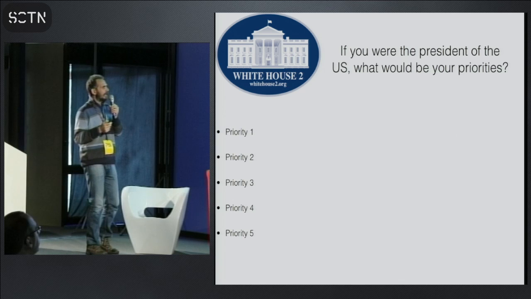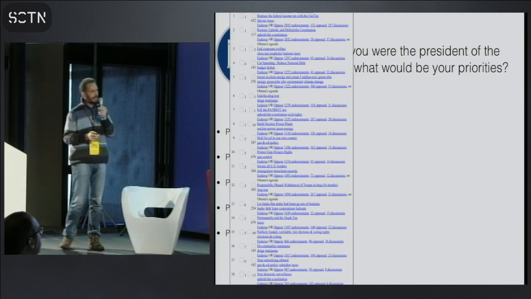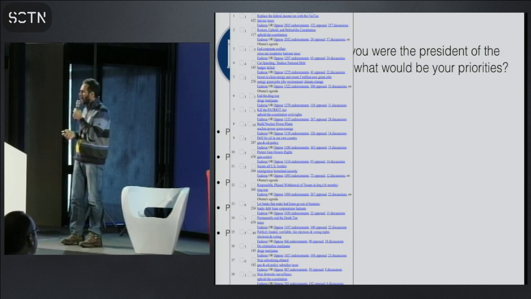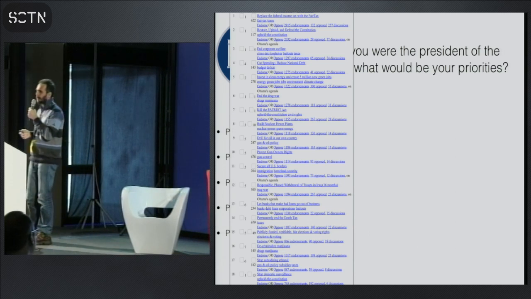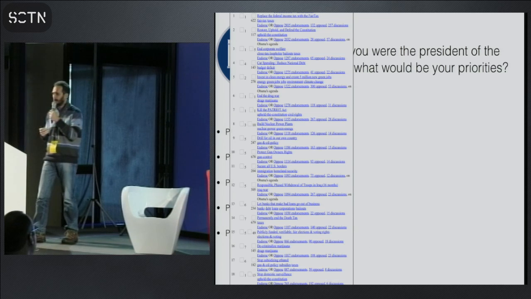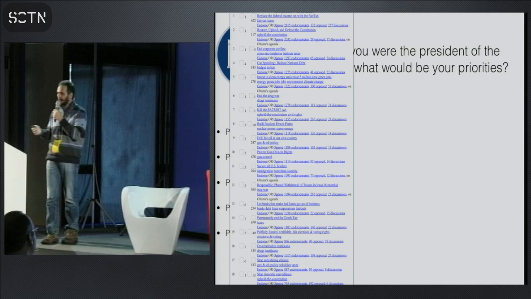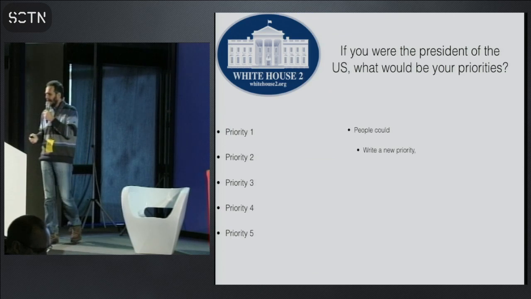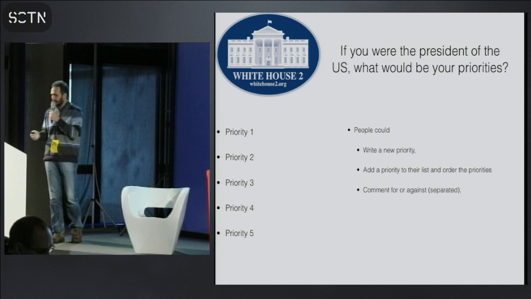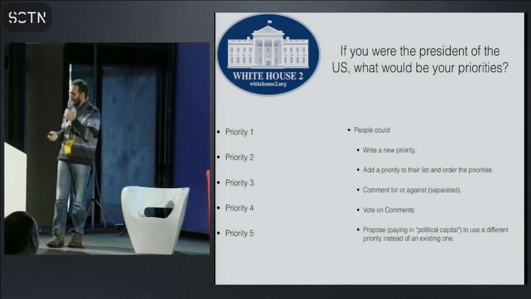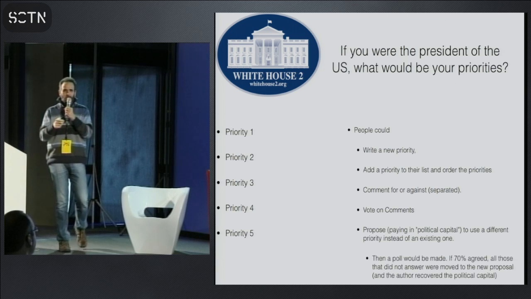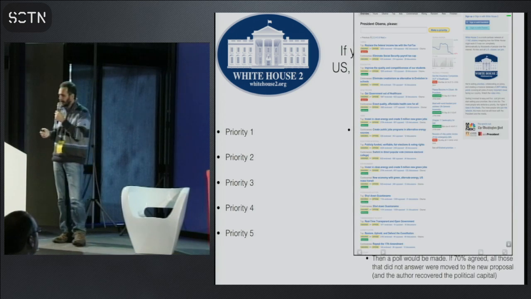So this is White House 2. White House 2 came from the United States, and the idea was that people were actually presenting a list of their priorities. If you were the president of the United States, what would be your priorities? And people could write priorities, add them, comment on them, and what's important, as I said, get them merged to priorities.